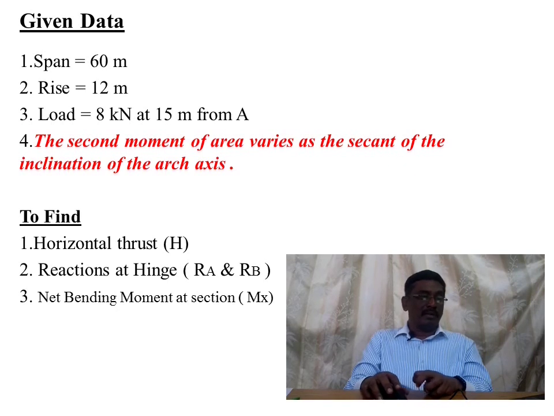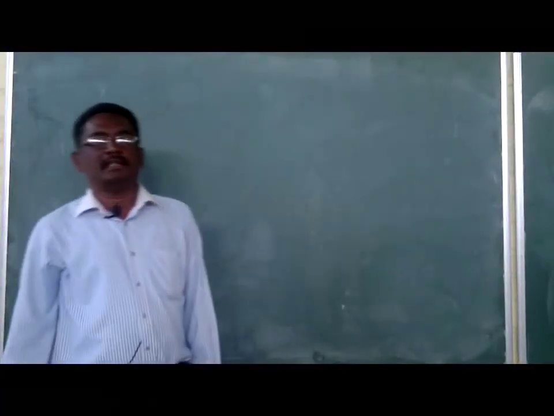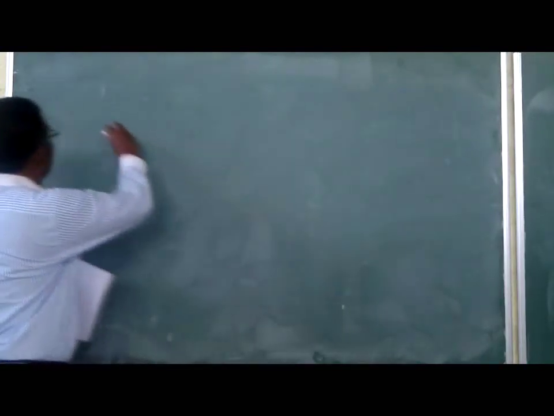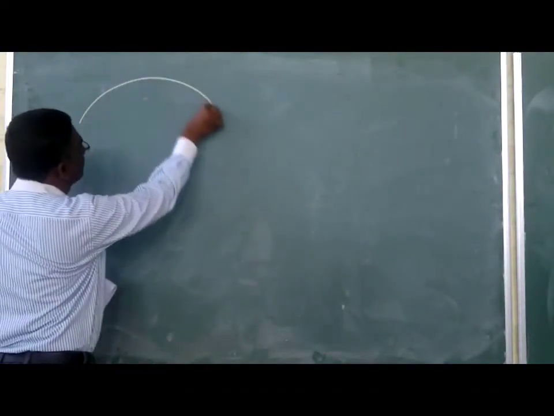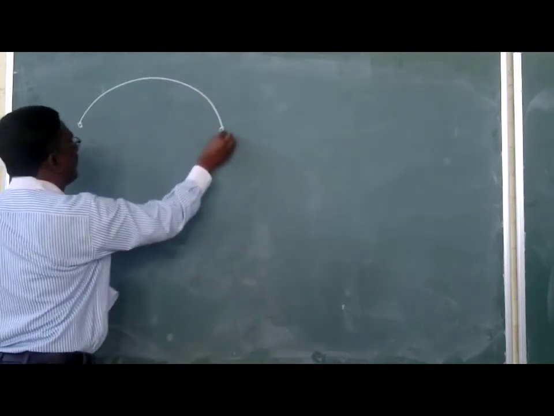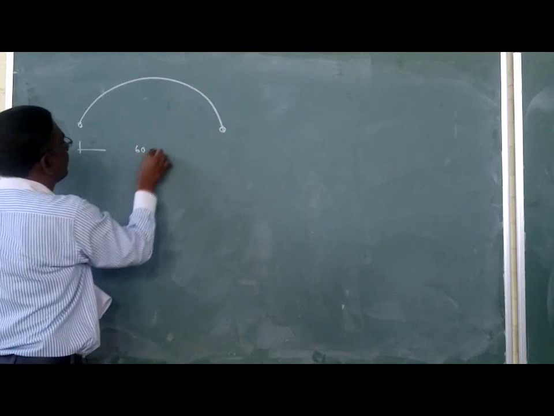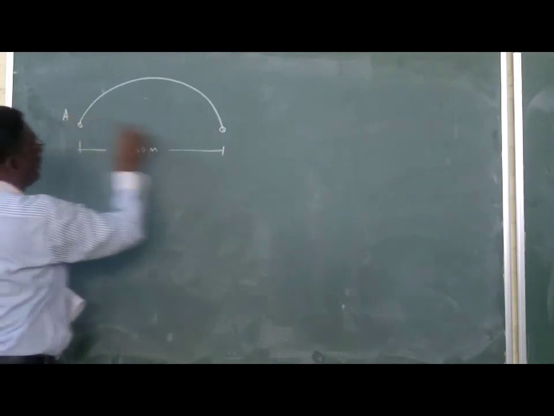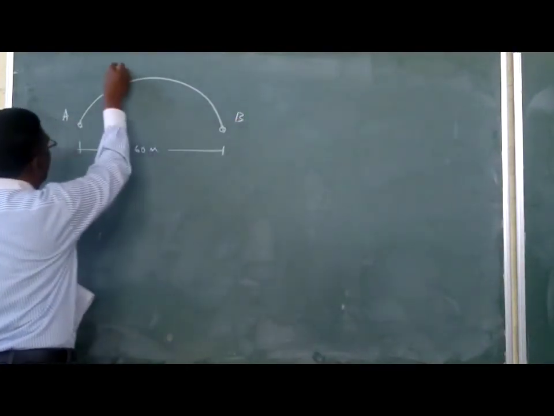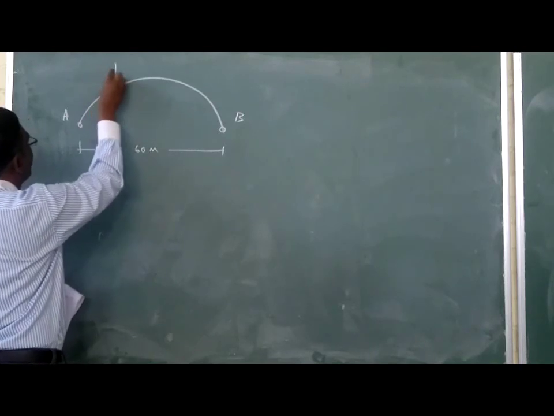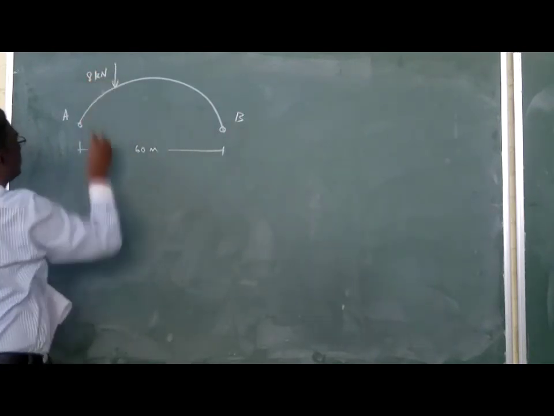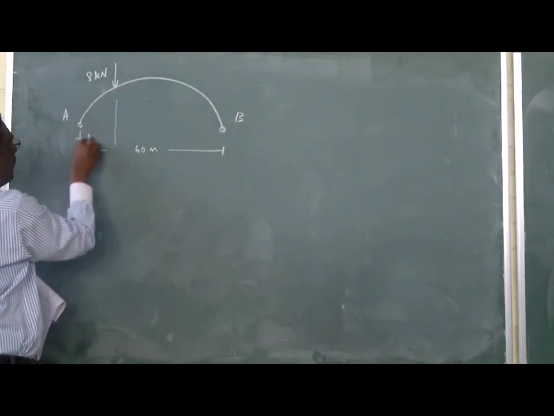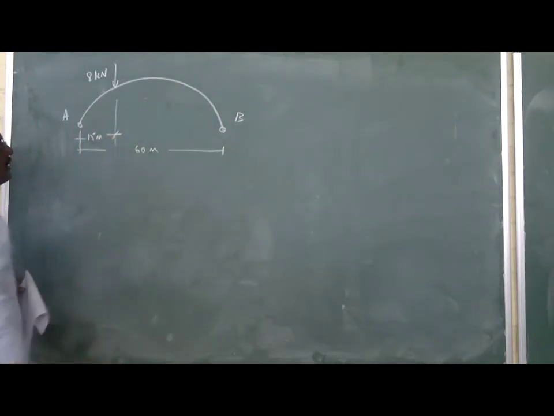To solve the problem, let me take you to the real classroom, let me work out the problem on the board so that the understanding may be very clear. Based on the given data, let us proceed. This two hinged arch has got a span of 60 meter. The horizontal distance between the supports is 60 meter. This is support A and support B. The load acts at this point. Magnitude of the load is 8 kilonewton and it acts at a distance of 15 meter from left support.